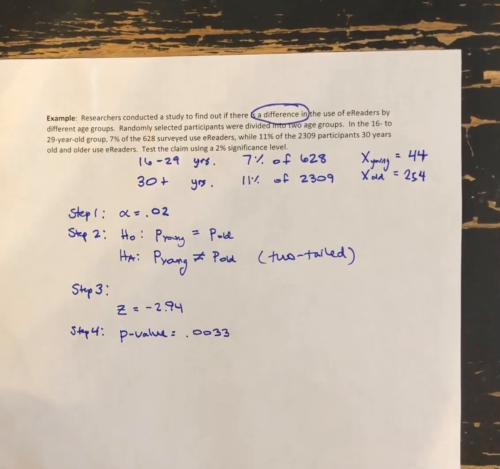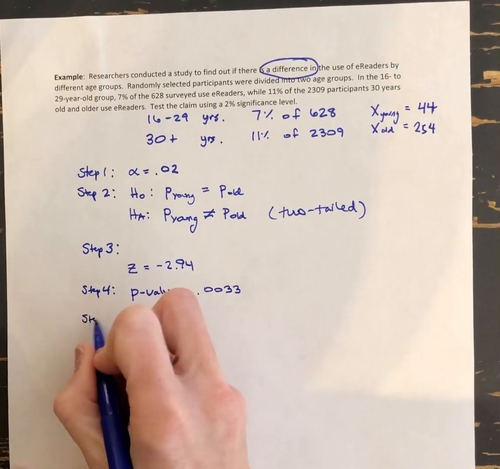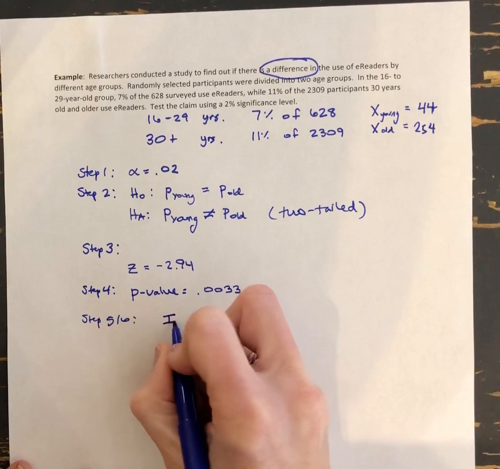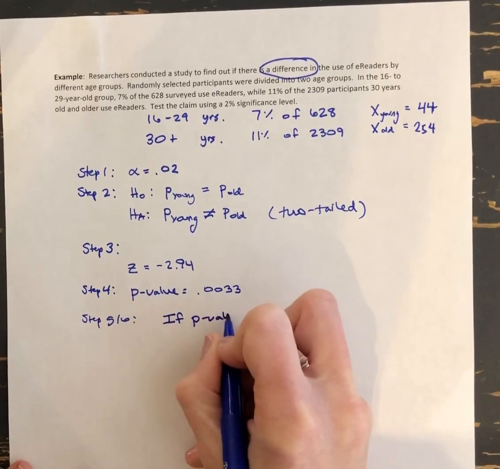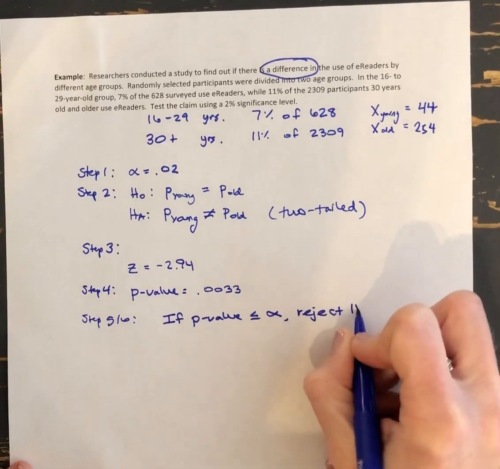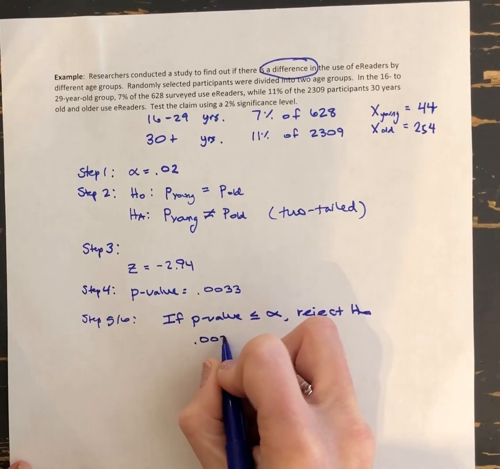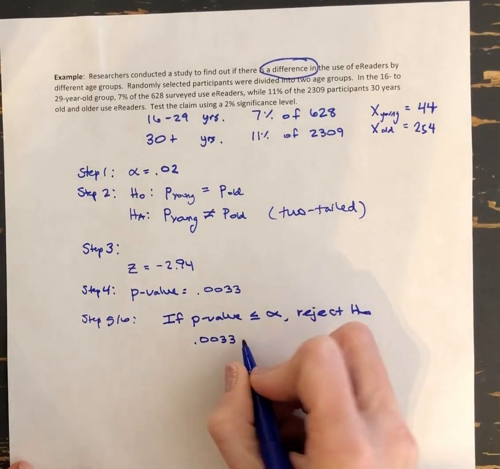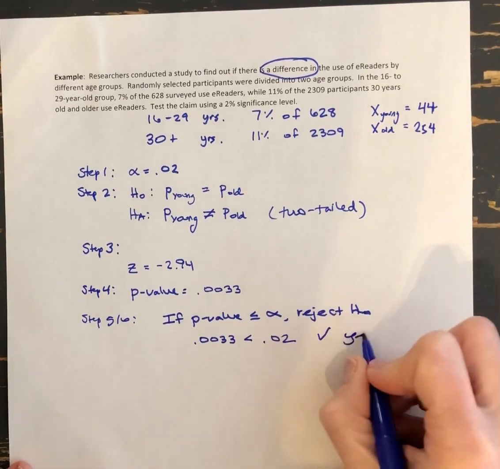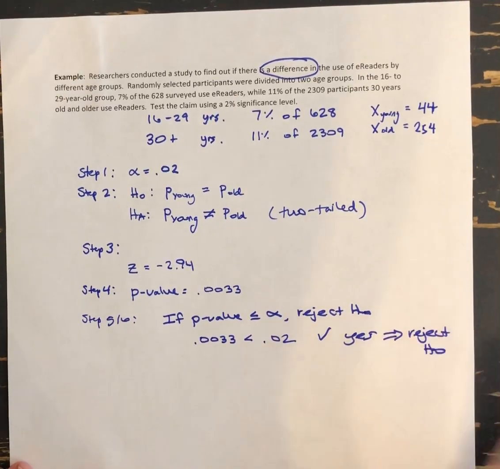All right, so we've got our test statistic, we've got our p-value. We're going to combine steps 5 and 6. That's where we make our decision. So remember, our decision rule says if the p-value is less than or equal to alpha, we reject the null hypothesis. So we're asking, is our p-value of 0.0033 less than alpha, which was 0.02? Clearly that's a yes. And so we are going to reject the null hypothesis.